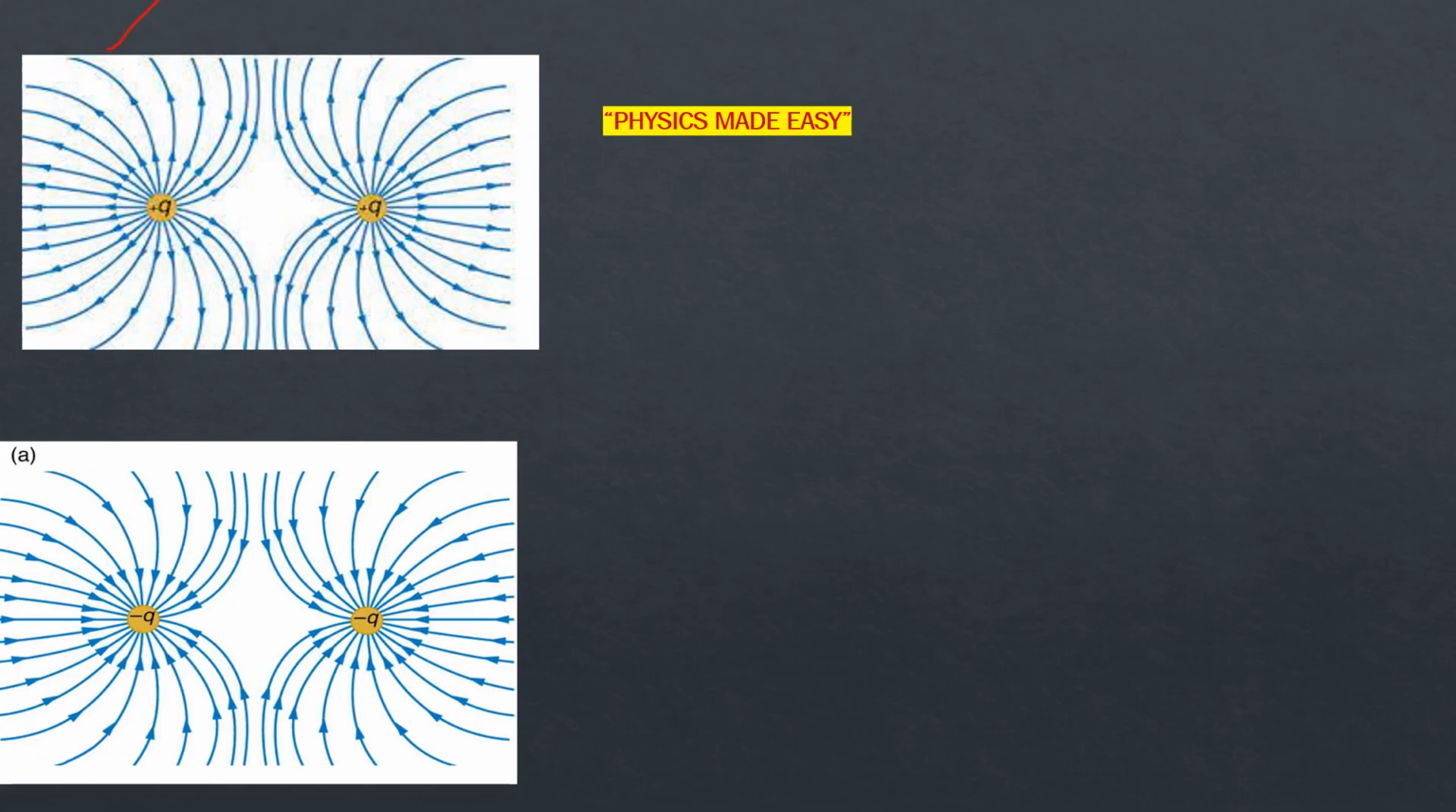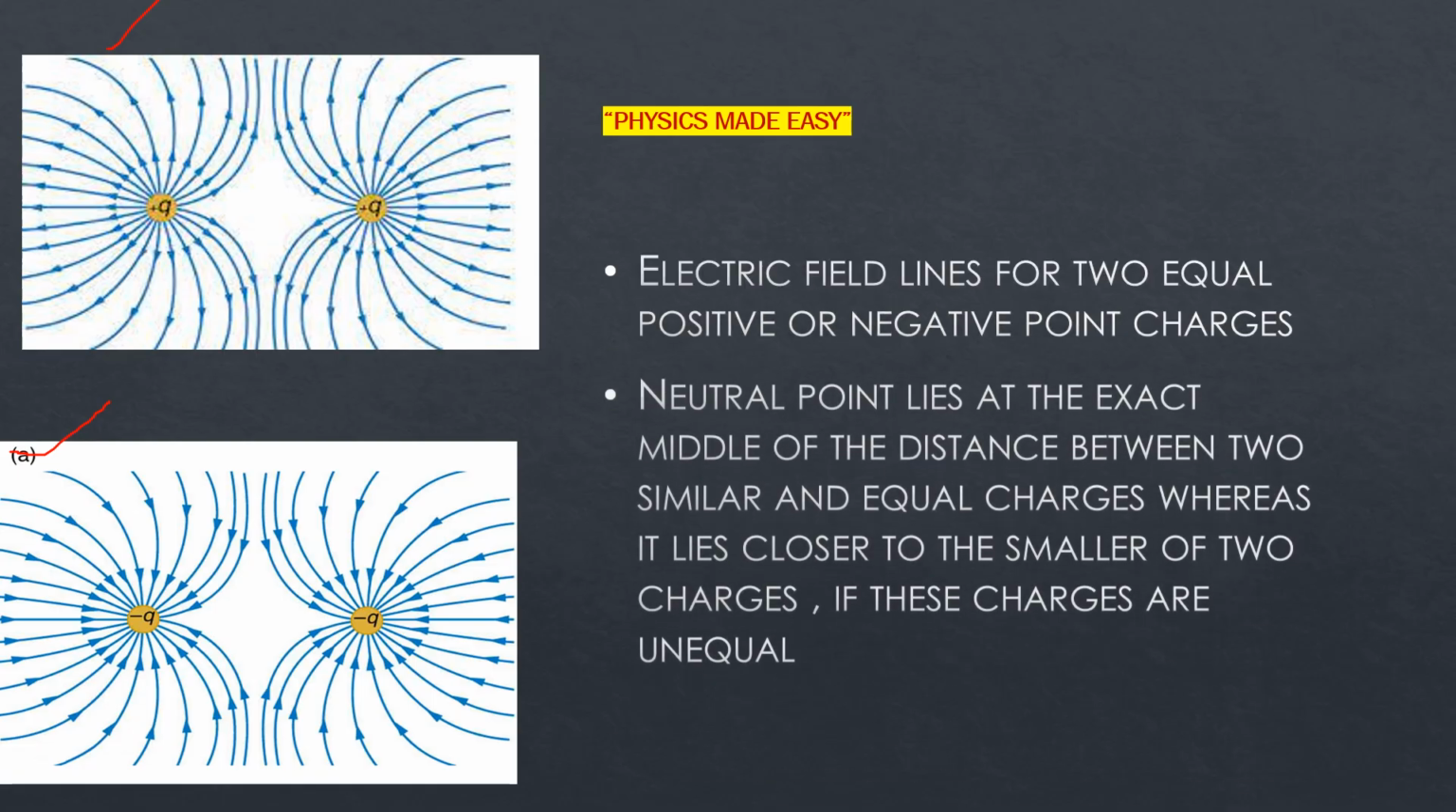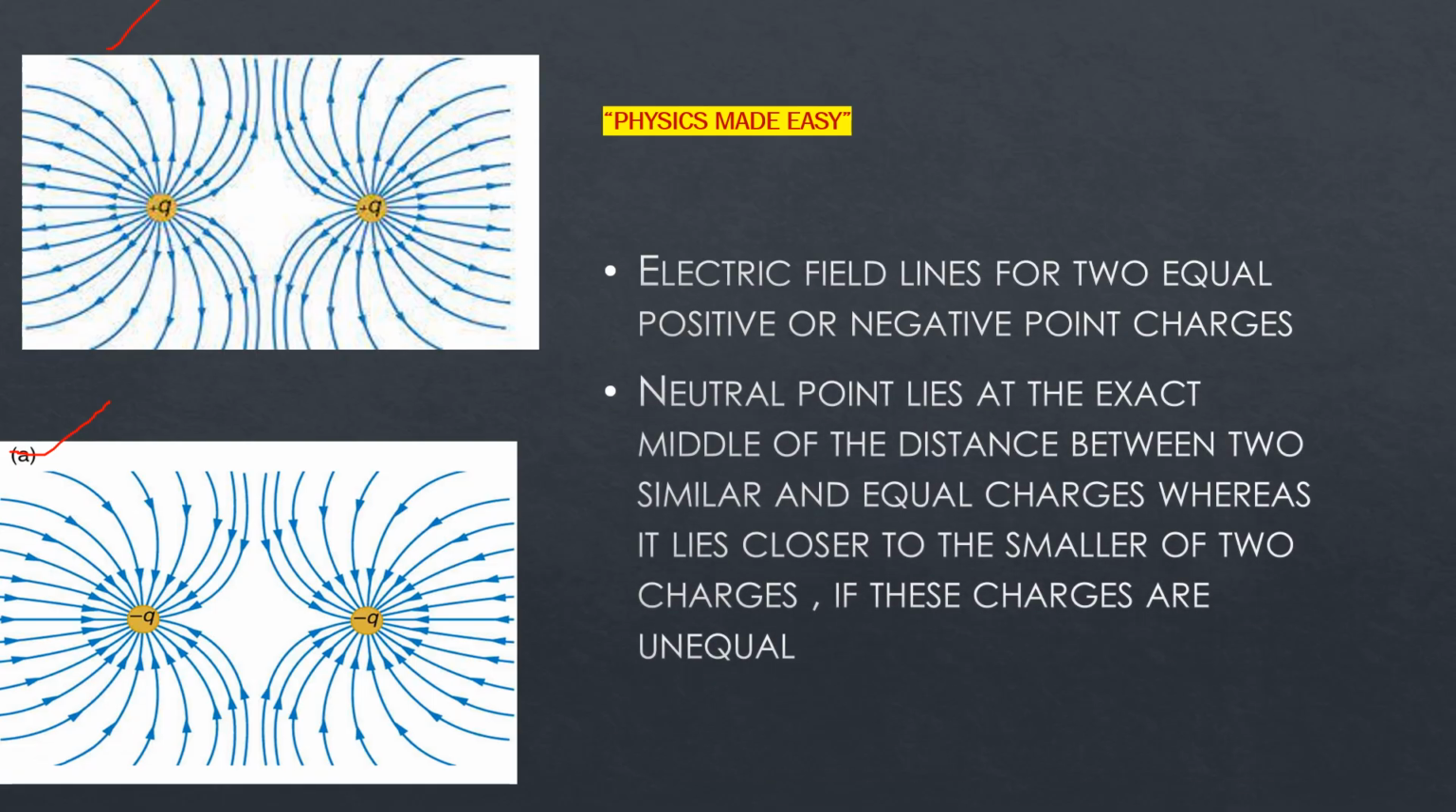So now we are taking the case of two equal point charges. Here in this figure, we have two equal positive point charges, and this figure represents the electric field for the two equal point charges. Similarly, we can take two equal negative point charges, and this diagram represents the electric field lines for this case.